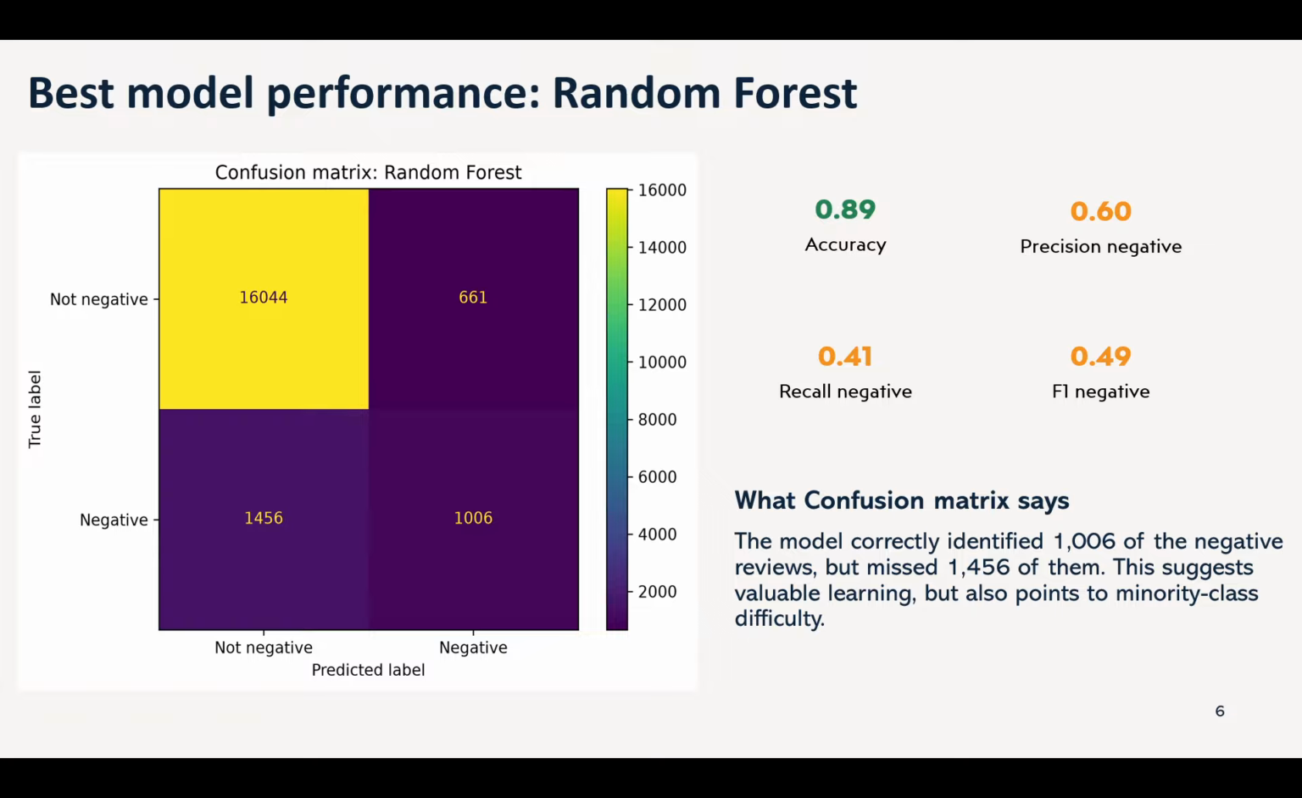The confusion matrix showed that the model correctly identified 1006 negative reviews, but it missed 1456 negative reviews. This means the model learned useful patterns, but identifying dissatisfied customers is still challenging because negative reviews are much less common than positive reviews.